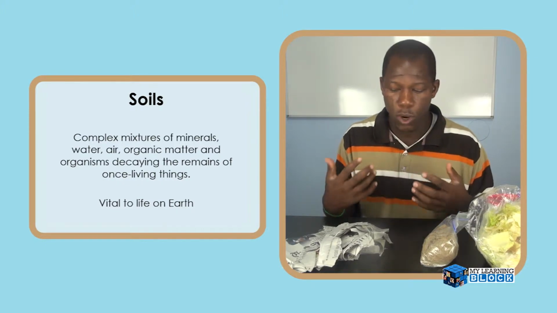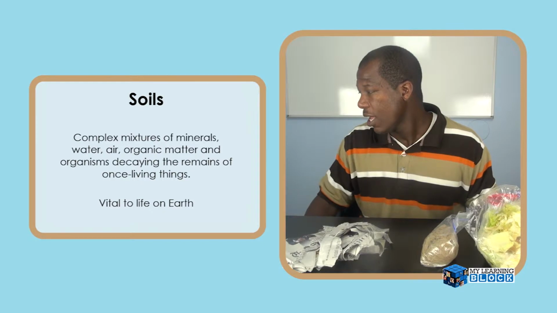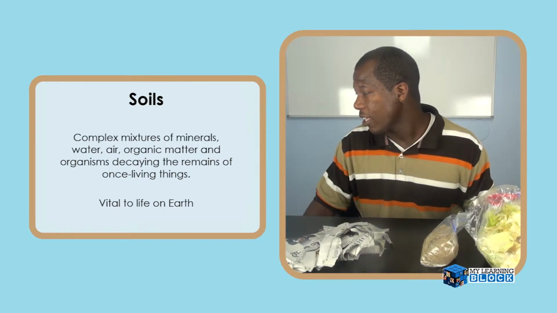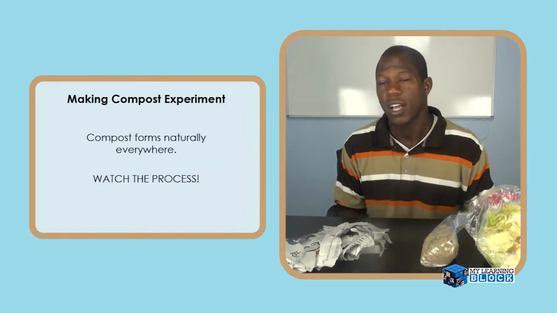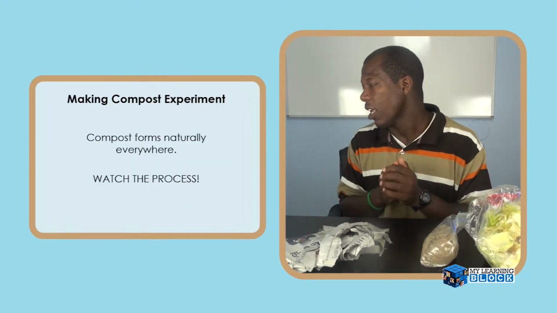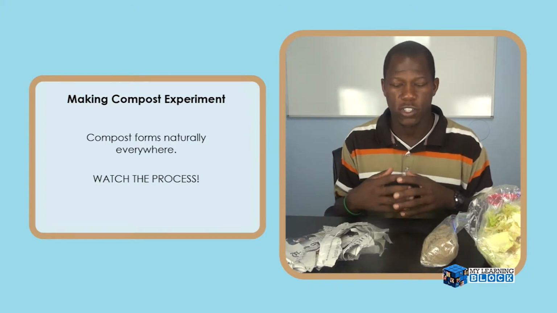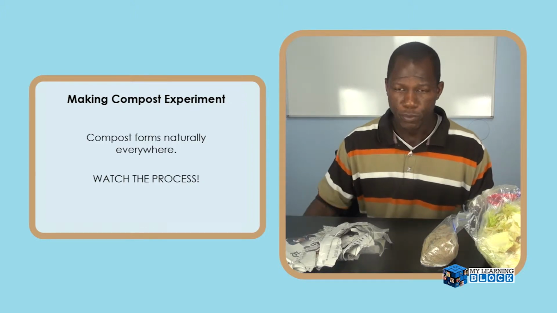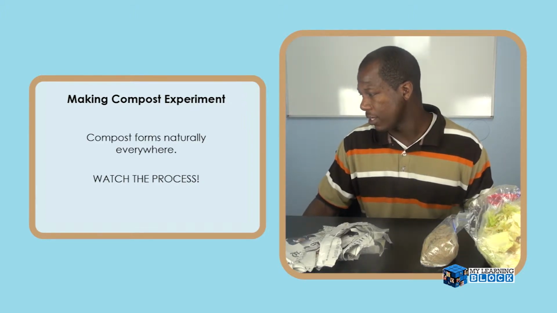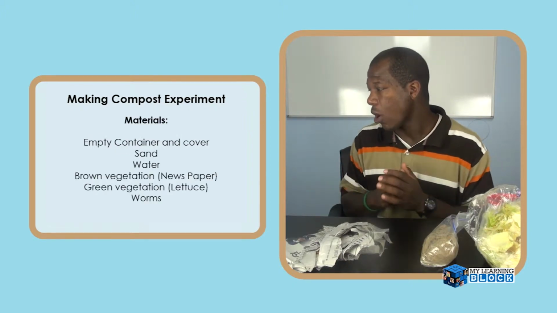But today we're going to work on how to actually go through the process of creating soil. And the way we're going to do that is by making a compost. All right, so compost forms naturally everywhere, but we're going to watch the process of creating compost. And we're going to do it with a few ingredients. Now, our ingredients to making compost are as follows.